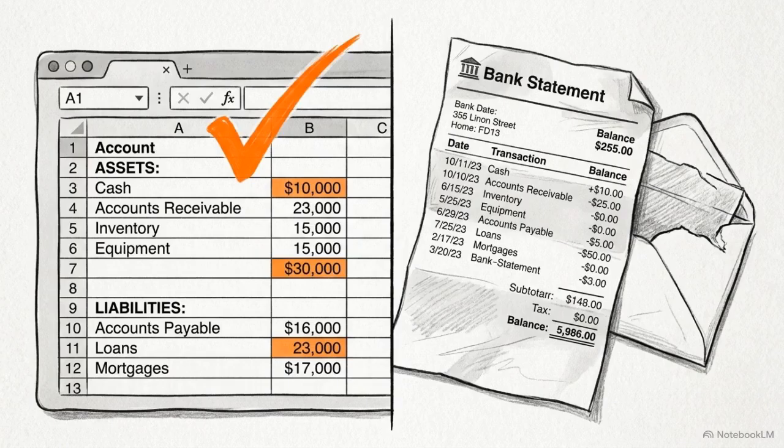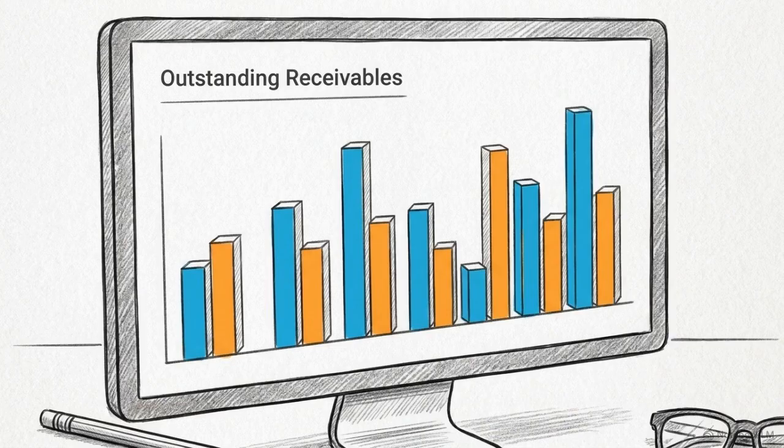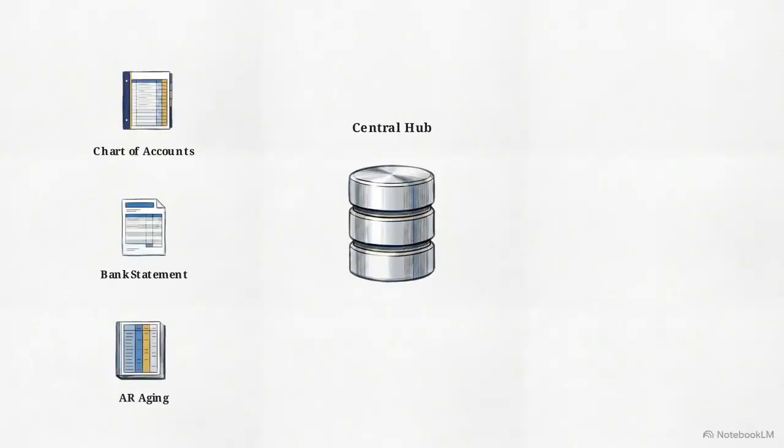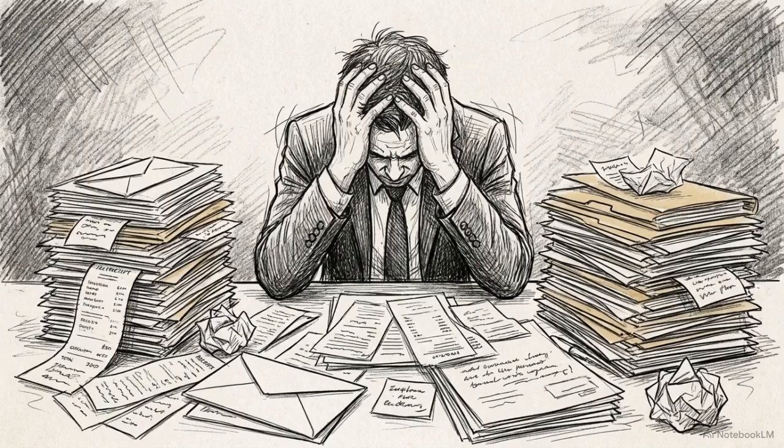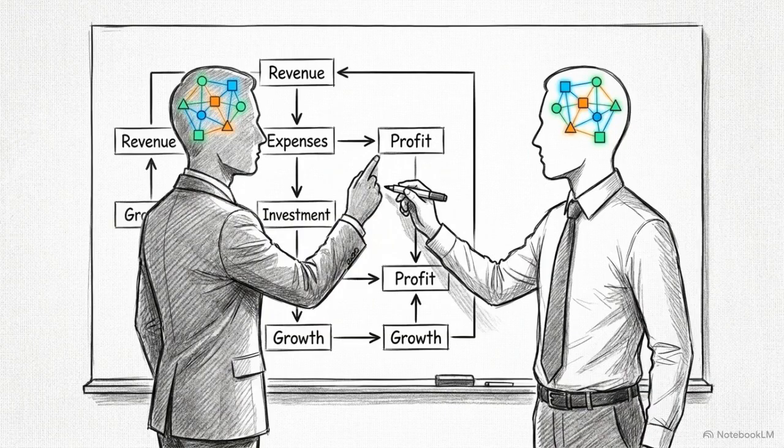You need to finish your chart of accounts review, locate your most recent bank statement, and pull a current AR aging report from your accounting software. Gathering this raw data upfront prepares you to build the rules of the system. You are stepping out of the role of reactive data entry clerk and taking the position of proactive financial strategist.